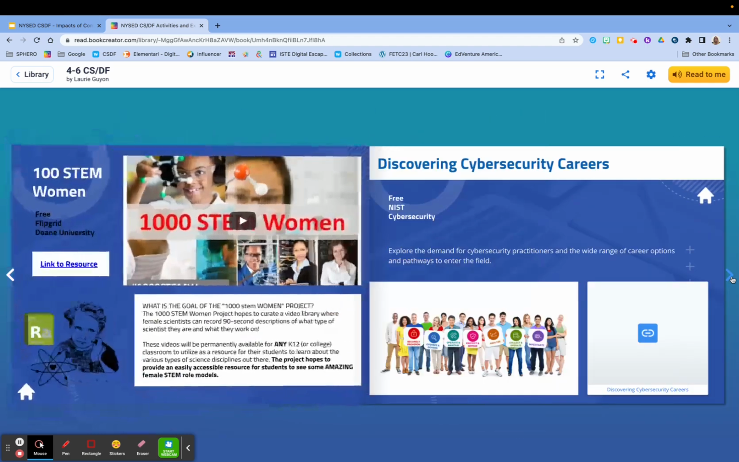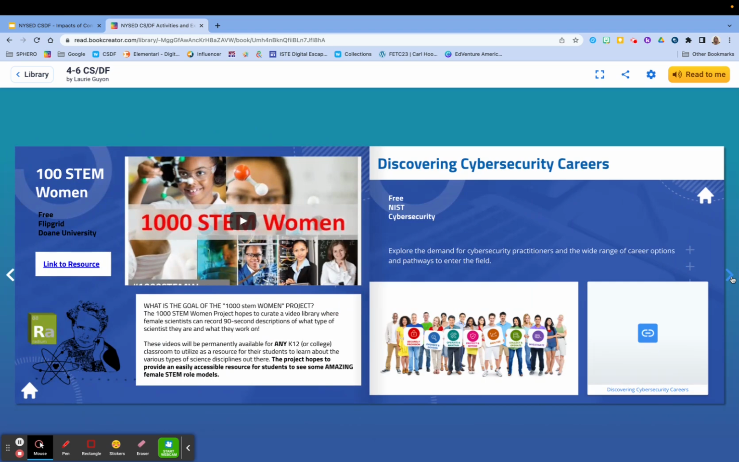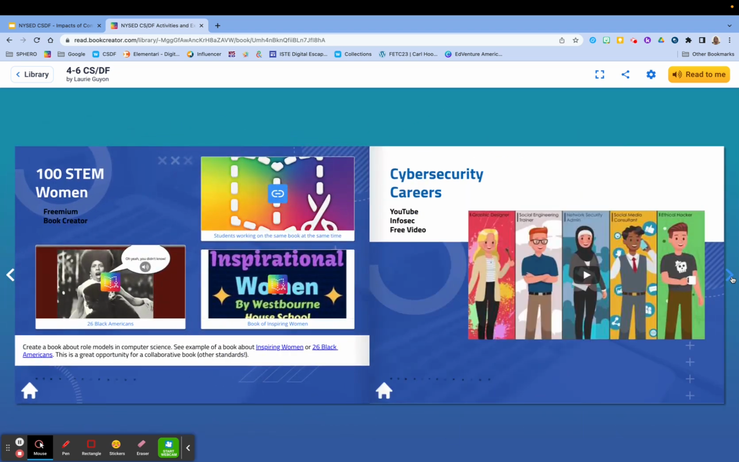So as we're finishing up impacts of computing, go ahead and take a look at some of the activities to see how to roll these standards out into your classroom.